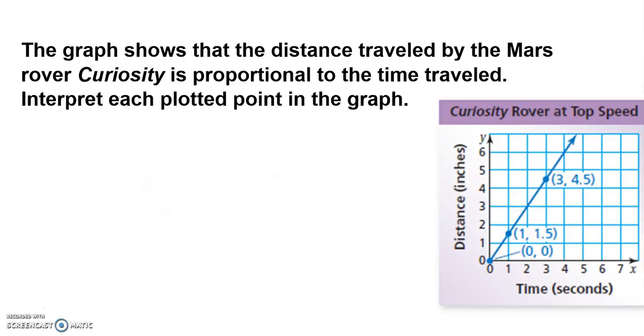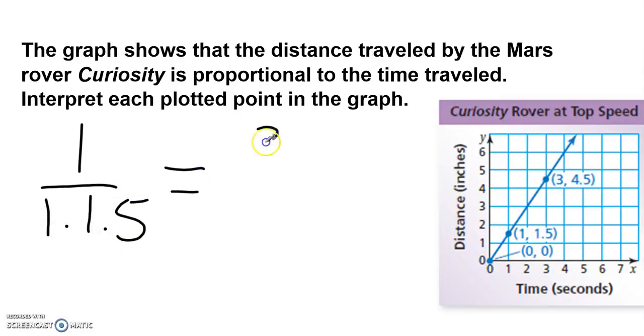Okay, and then the graph shows that the distance traveled by the Mars rover Curiosity is proportional to the time traveled. Interpret each plotted point in the graph. Okay, so this is proportional because you see that it's going to go through the origin. That's what they're telling us. It's proportional, and we can see that. But we can look at these and actually come to the conclusion based on the points that it is proportional even if we didn't have the graph.